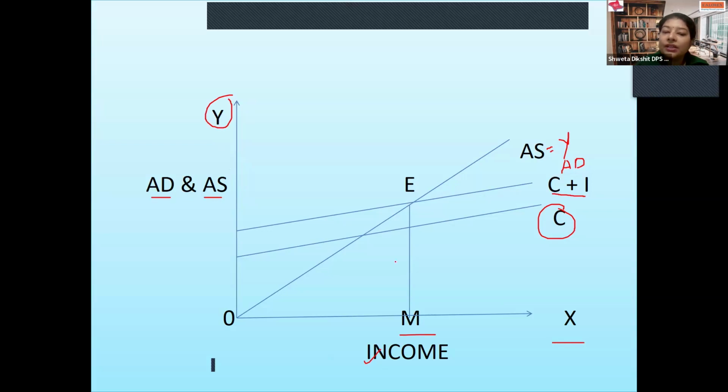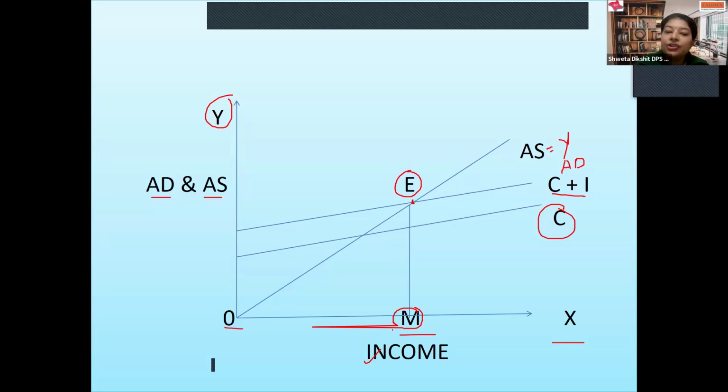You have studied economics so far, so you know very well that the equilibrium point is always denoted by point E. So this is point E, where you can see that this upward sloping AS curve is intersecting the AD curve at point E. So this point E is the equilibrium point. At this equilibrium point, the income of the economy has been determined, point O to M.